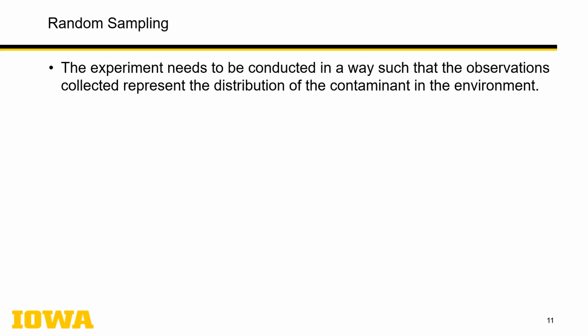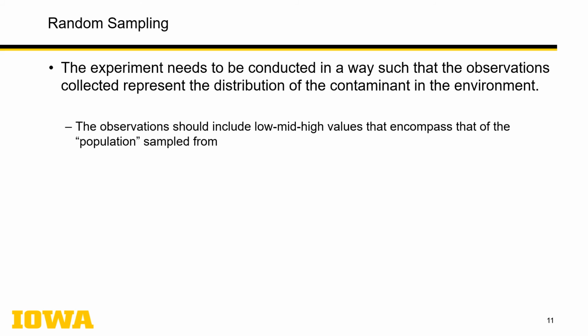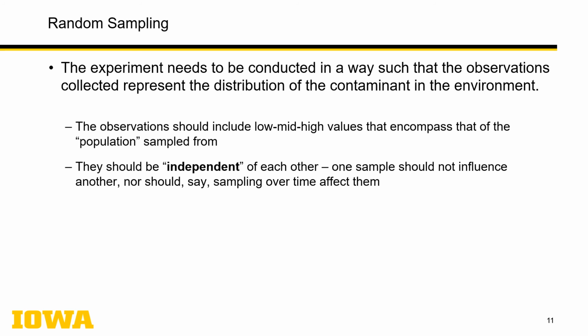So that always has to be kept in mind, not to apply any kind of methodology that might bias you towards the high end or towards the low end, for example. Okay, so they should include low, mid, high values, encompass that of the population sampled from.